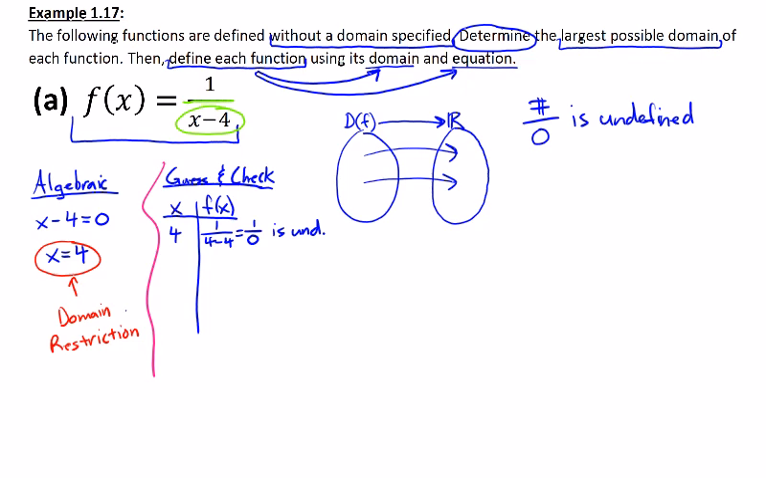Now you can pick any other real number in the world that you want, and it should work out just fine. So for example, if I pick 1, 1 divided by 1 minus 4 is going to be 1 over negative 3, which is typically written as negative 1/3. Negative 1/3 is a real number. So that means the value that we picked to plug in is going to be a member of the domain.